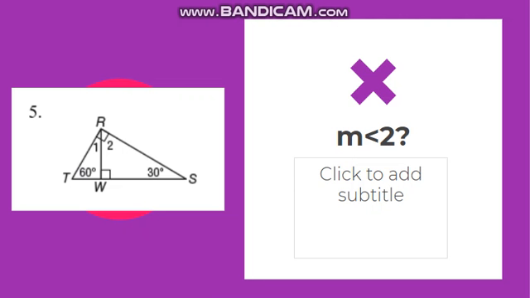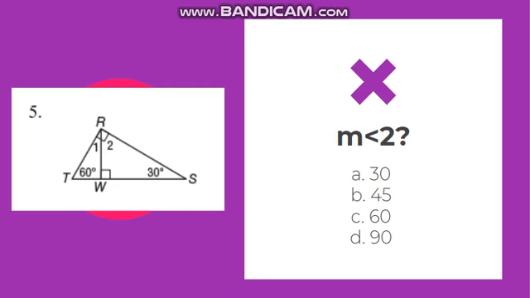For the measure of angle 2, we're going to be looking at triangle RWS. And the correct answer here is going to be 60 degrees. 180 minus 90 minus 30 is going to give us 60 degrees for angle 2.